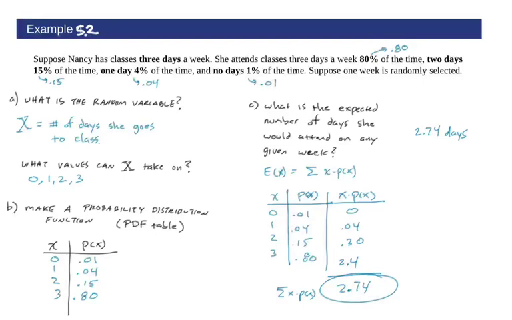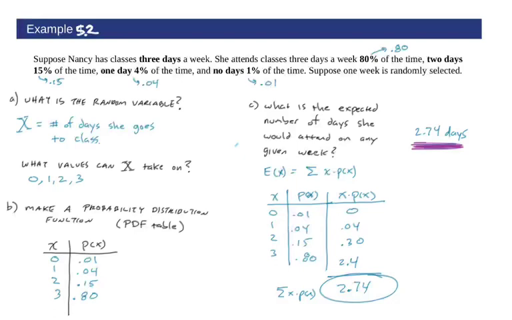Now again, it's not possible for her to attend 2.74. She would actually attend 2, or she would attend 3, not actually 2.74. But when we're talking about a mean or expected value, we are going to be allowed to have those decimal values inserted there.